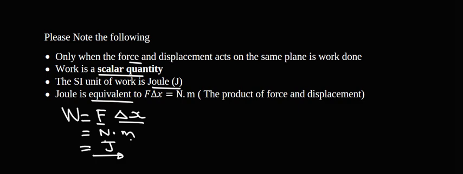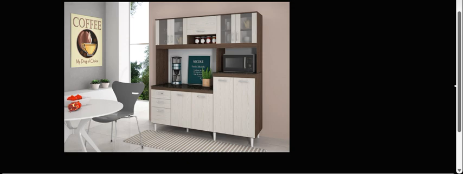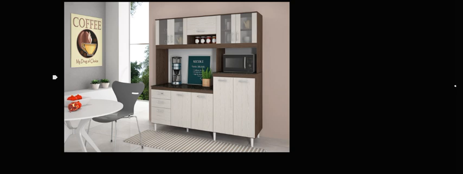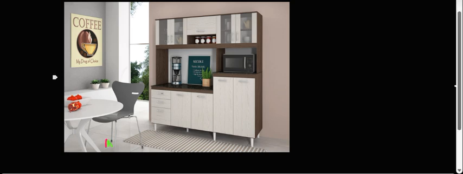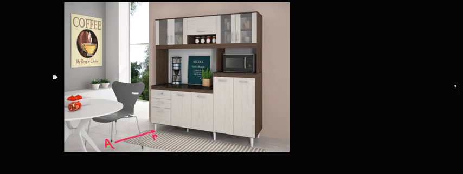Let us look at this setup here. This is a kitchen. Let's say you wanted to sit on this chair. Because the chair is closer to the table, you want to move the chair first. You are going to move the chair from this point, let's call it point A, to point B. If you apply a force F on the chair, it is going to move from point A to point B, causing the displacement of the chair.